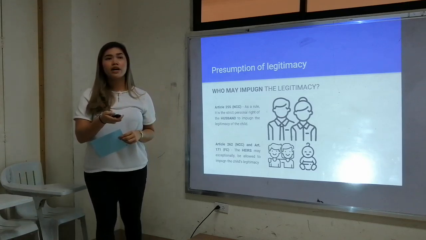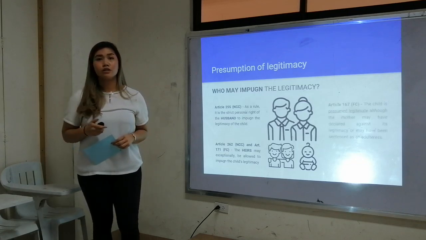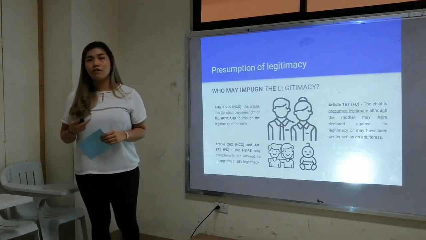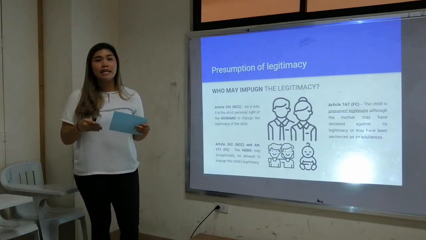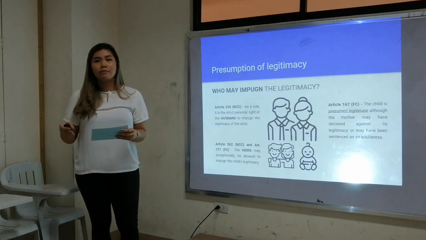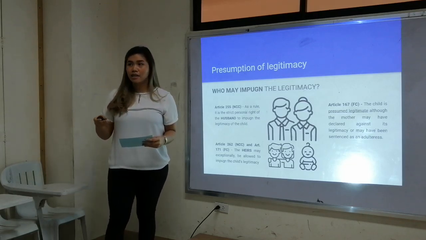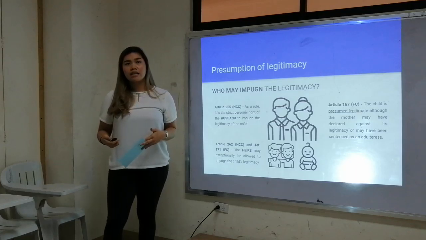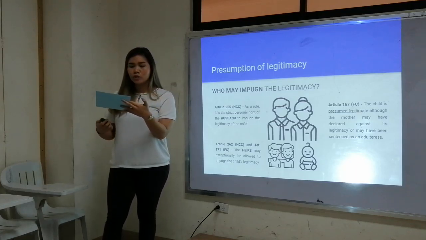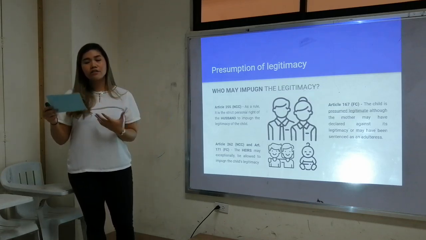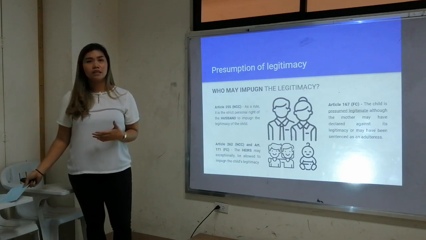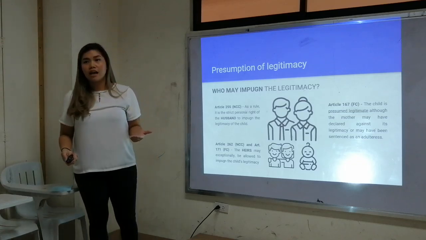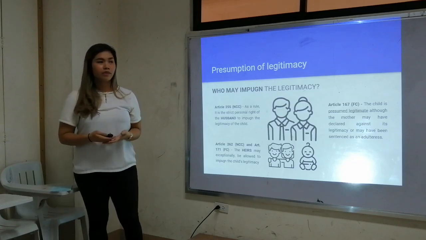How about the mother? Could the mother impugn the legitimacy of the child? The answer is no. It may sound unfair, but under Article 167 of the Family Code, the child is presumed to be legitimate, despite the fact that the mother would declare against his or her legitimacy. Why is that? Because this article is established to guarantee the rights of the children whose condition should not be under the mercy and passions of the parents. So it should not be out on a whim, or when they just have an argument, they would just say that the child is not their legitimate child.